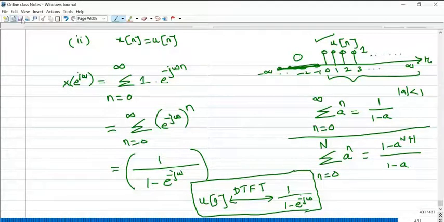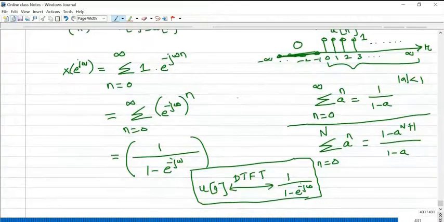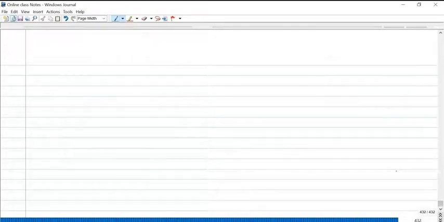So δ[n] and u[n], and what is their Fourier transform, the DTFT answer. Okay. Next signal.